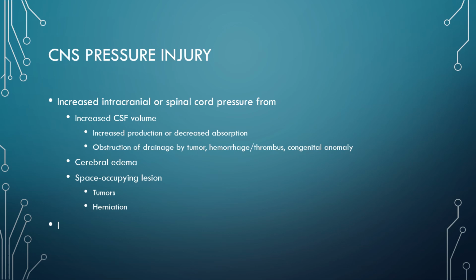CNS pressure injury is the fourth type of brain injury. And an example of this would be what we used earlier, a hematoma or a blood collection somewhere inside the skull that's causing pressure on other parts of the brain. So we see increased intracranial or spinal cord pressure.